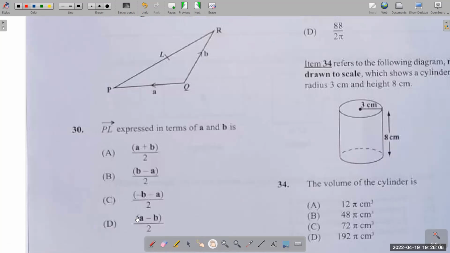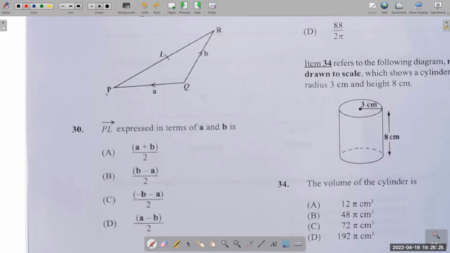All right, let's see if y'all are right. First of all, PL is half of PR, right or wrong? Everybody see that? So for us to find PL, we must find PR and divide it by 2. That's why you realize all of them being divided by 2. So let's see which one is right.